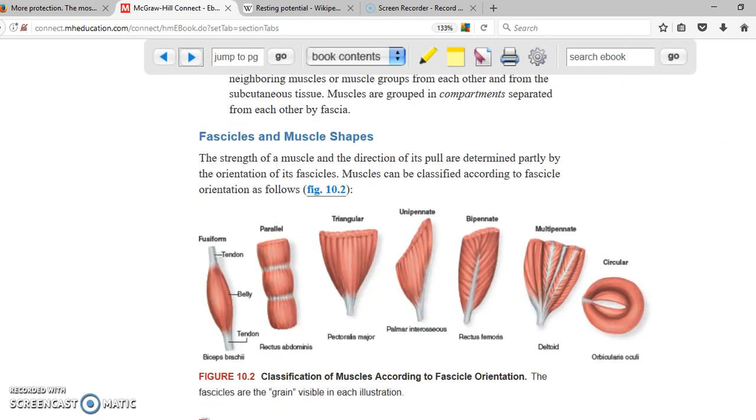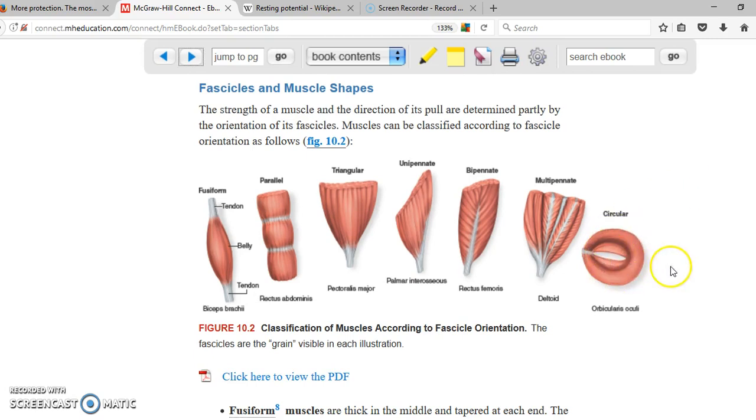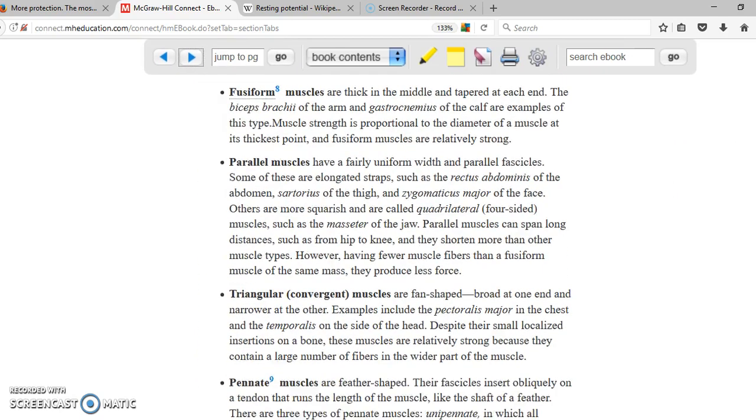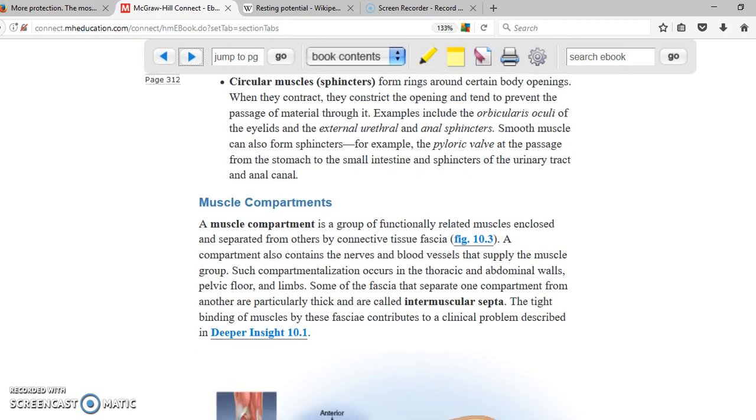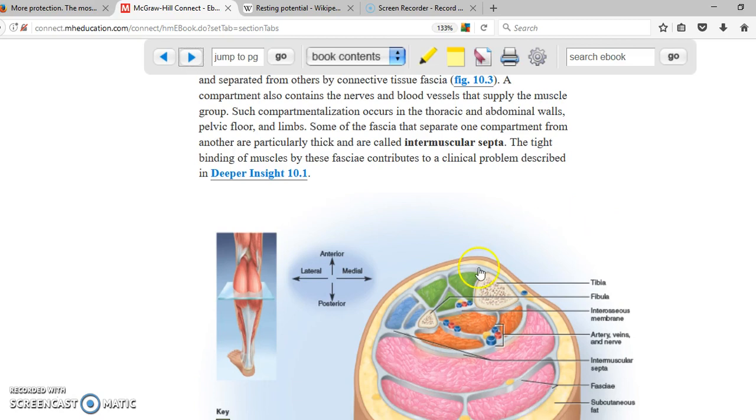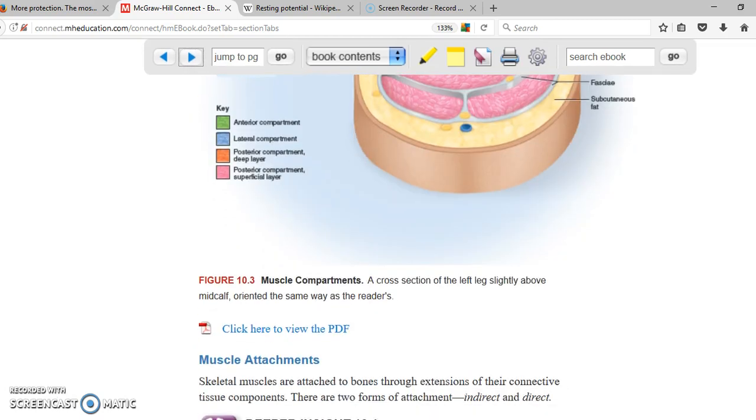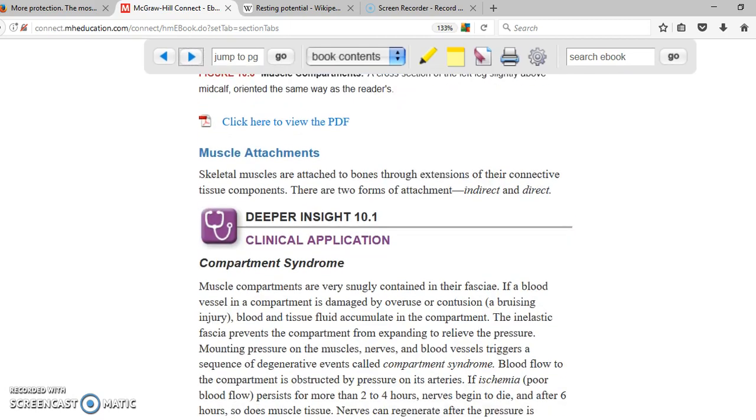Fascicles and muscle shapes. Believe me, I'm not going to ask you what the muscle shape is in your exam. I think that's pretty obvious, and this is too simple to explain. Obviously, if it's circular, it's orbicularis. If it's like a biceps, it's fusiform. I don't think this is something that is important. Shape of muscles. Okay, muscle compartments. This is basically to say that you have muscles in the front, on the side, on the back, in the middle. Instead of saying the muscles are in the front and the back, they say muscle compartments. Again, that's just a general concept that's not that critical to know.